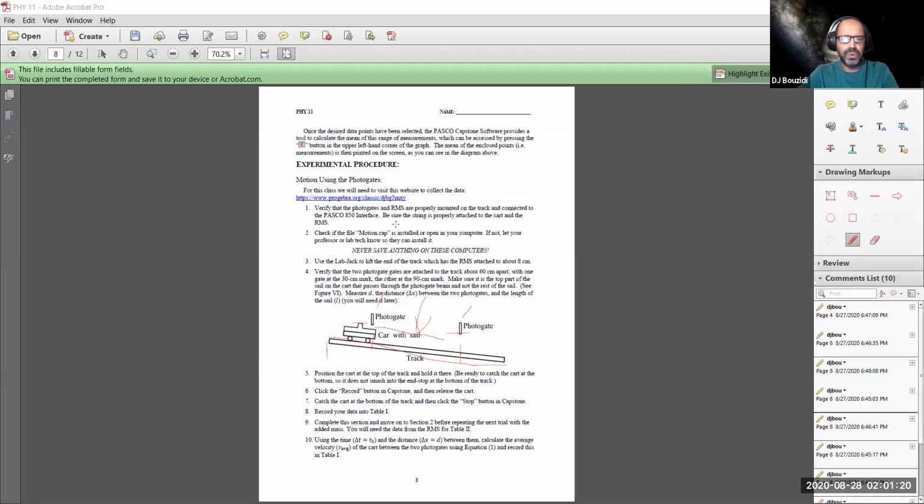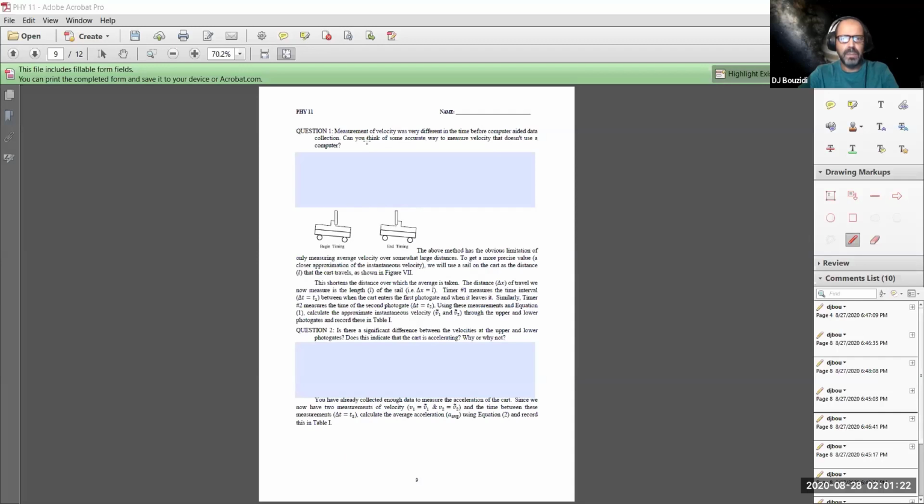Then after you come to question one: measurement of velocity was very different in the time before computer-aided data collection. Can you think of some accurate way to measure velocity that does not use a computer? Okay, how would you find velocity? This is a general education question. You can go and Google it, do whatever you like, discuss it with your peers, email them, put it in the discussion board, basically ask there, okay? Again, I encourage very much working together.